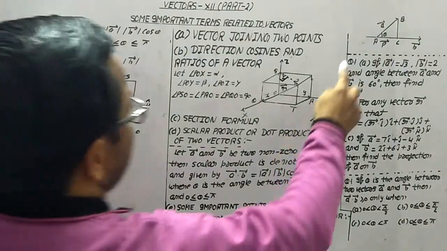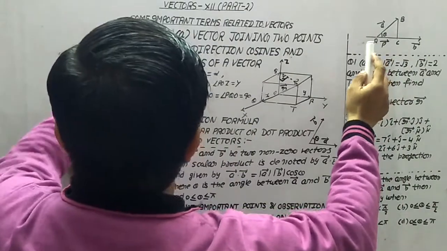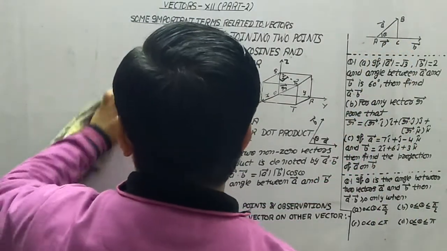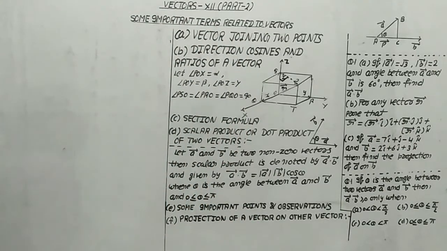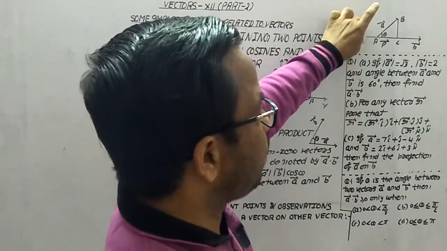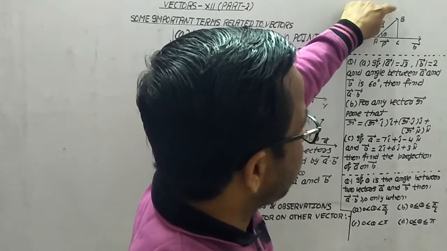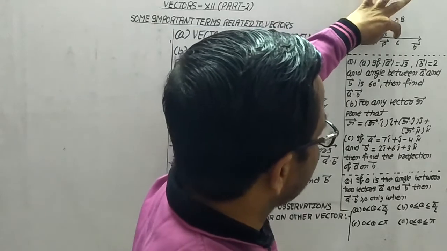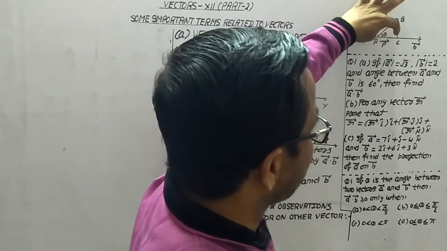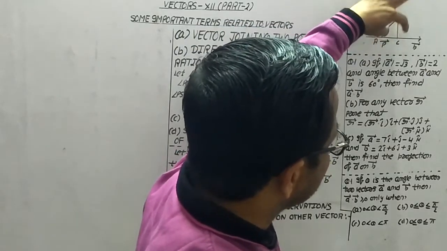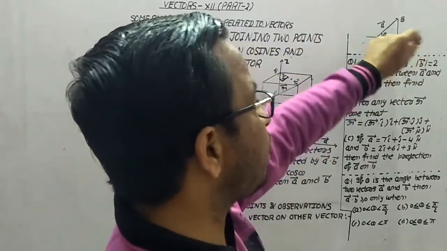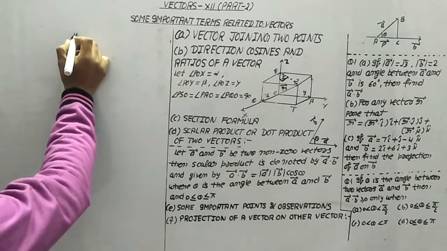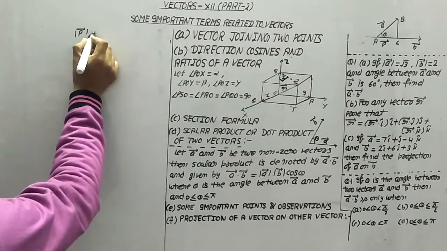Let us suppose we have these two vectors, vector A and vector B, and the angle between them is theta, and we want to find out the projection of A on B. What is the projection of A on B? If we draw the perpendicular on this vector from this point, then whatever length is coming on this vector B due to this perpendicular, the magnitude of this is known as the projection. So for the projection, we have to find out the magnitude of P.